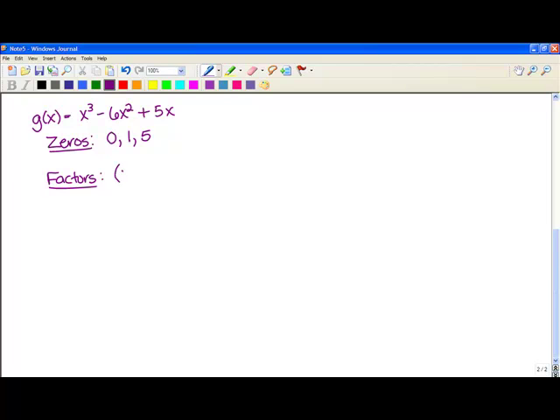Writing down the factors, it is always x minus each number. X minus 0 can be reduced to just x. So we have x times x minus 1 times x minus 5. So we found the zeros of the function and also the factors.